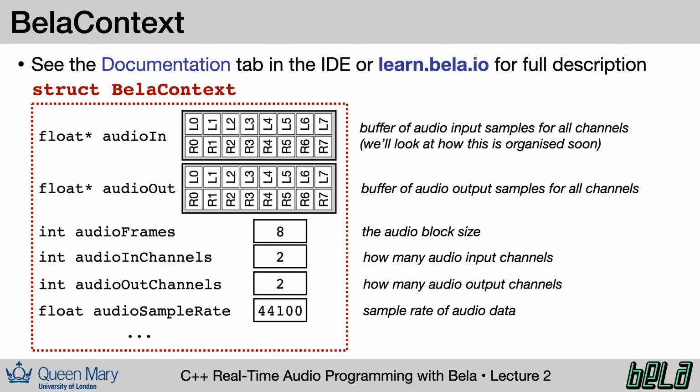Looking into this in more detail, you can find a complete list of what's included in BelaContext inside the Documentation tab in Bela's browser-based IDE. You can also find this information on the Bela knowledge base at learn.bela.io. Just a few examples of what's found inside the BelaContext data structure: there are buffers to hold the audio input and audio output samples. There are variables to hold the number of audio frames, the number of input and output channels, the audio sample rate, and many other things.